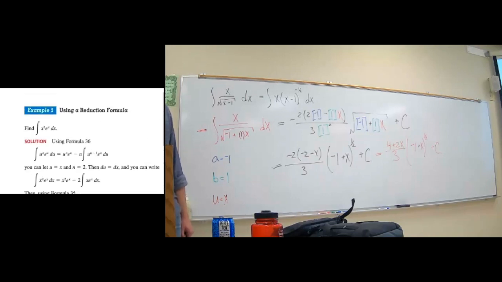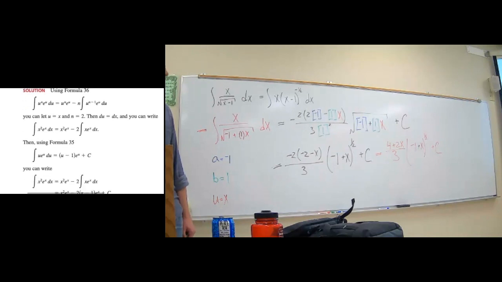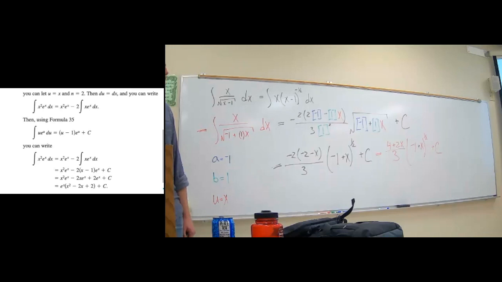Now, using this formula 36, we're saying, all right, cool. U here is going to be x. N here is going to be 2. Let's plug this in. Well, what do you know? We get to this. Well, by formula 35, we can rewrite this according to that. So rewriting and expanding and then factoring e to the x out, you get the same answer.